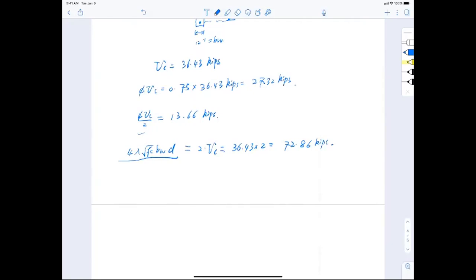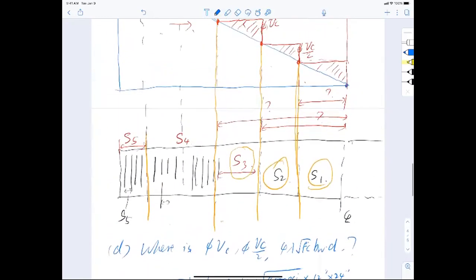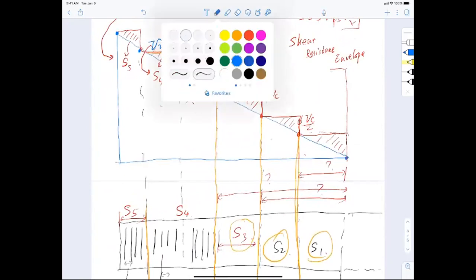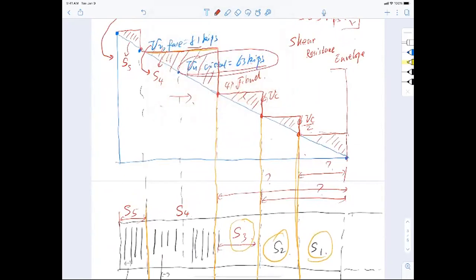So immediately, I realized, Houston, we have a problem. What do you mean, Bob? We have a problem. What problem do I have? I don't have a problem with PVC, 27.32. I don't have half of it. It's a very low number, right? Why do I have a problem? Because 72.86, this number is larger than this guy here, isn't it? So we need to move this point somewhere here.